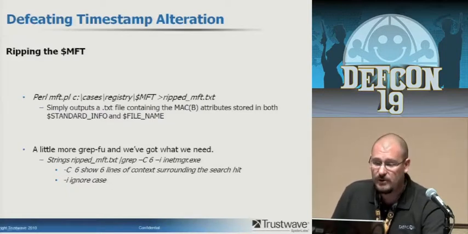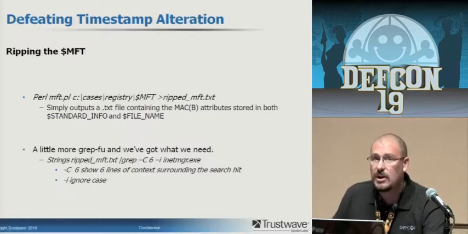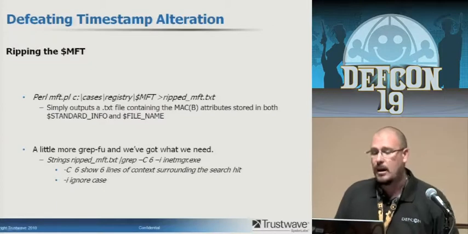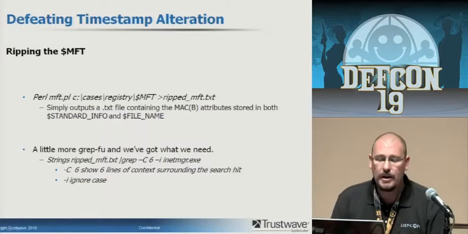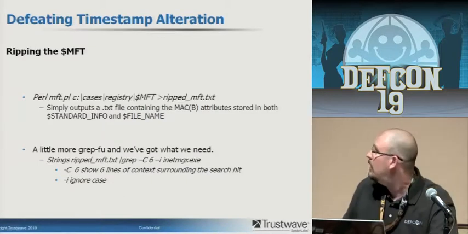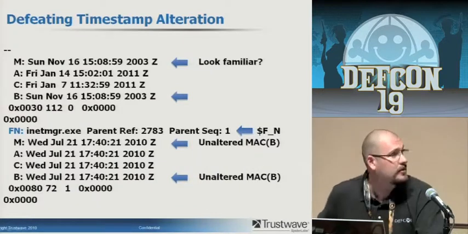So a little bit more grep foo, and we've got what we need. Strings that file out or anything else that you want to actually read through it. grep -C6 -i, and look for that executable that we know is bad, inetmanager.exe, right? The C6 is context. It's a context switch for grep. It shows 6 lines of context surrounding that search hit, and it's ignoring case for this search. Not much really to it. It's too bad that's cut off over here on this screen.